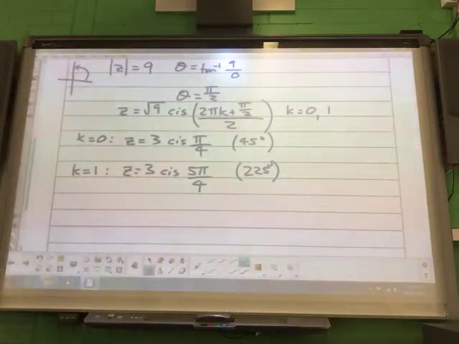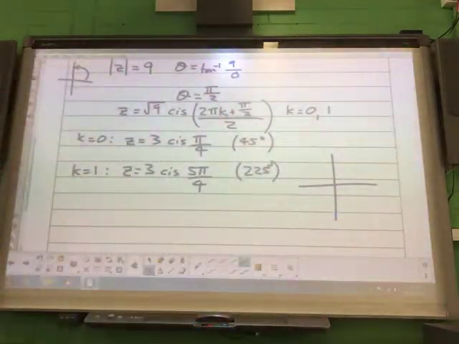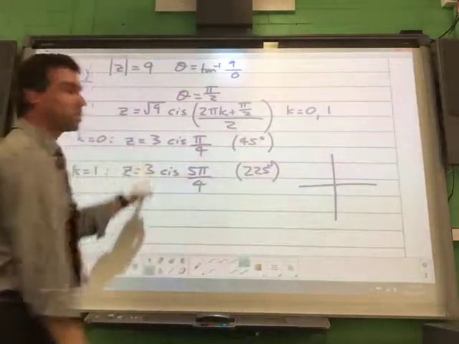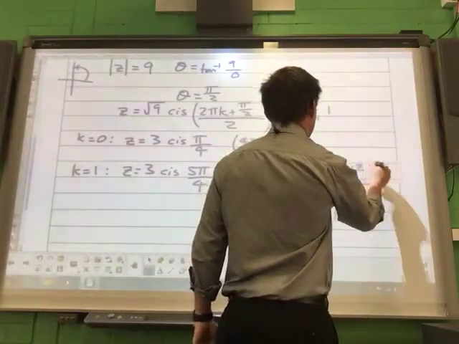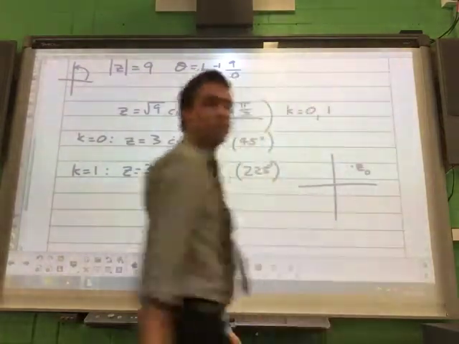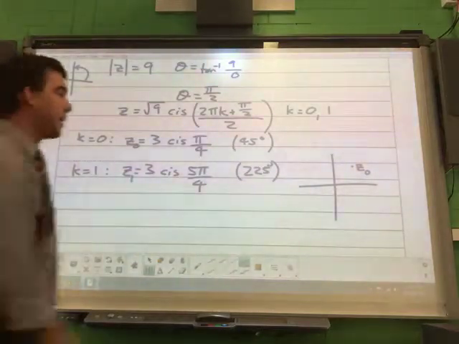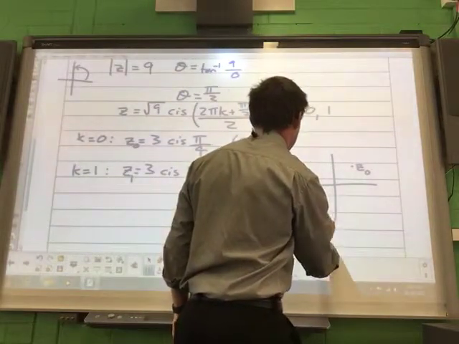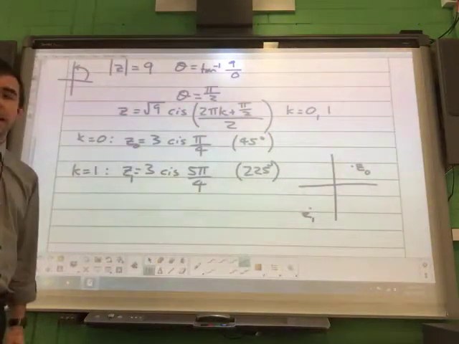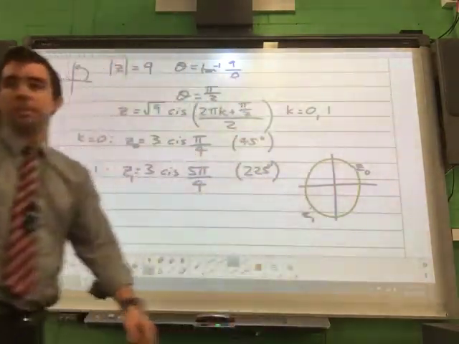They're the same. They're sort of diagonally opposite, okay? So your roots will form a sort of circle, because the modulus is the same. So at 45 degrees we've got our first root, so I'm going to call it Z0, when k is 0. So I could really say Z0, Z1. Alright, and then 3 cis of 5 pi on 4. Okay, so out there, and we actually form the circle.